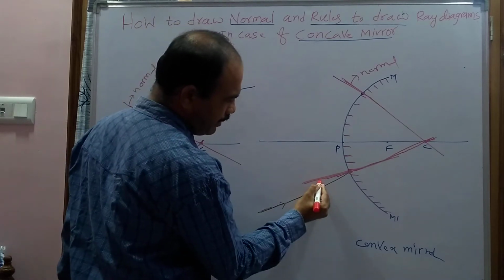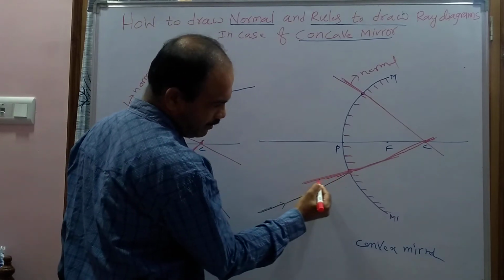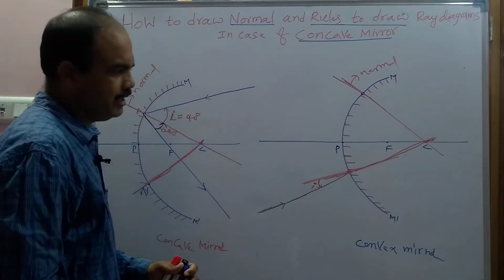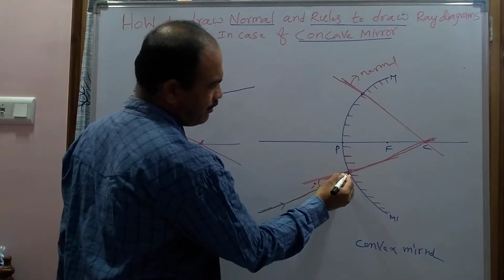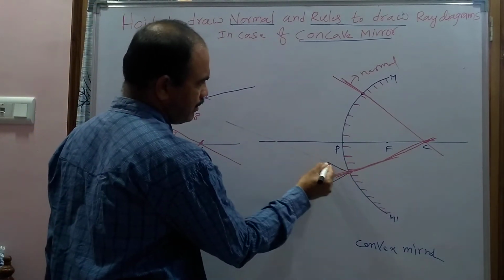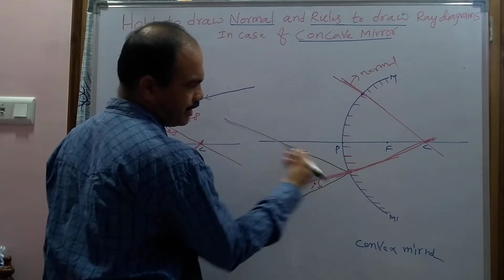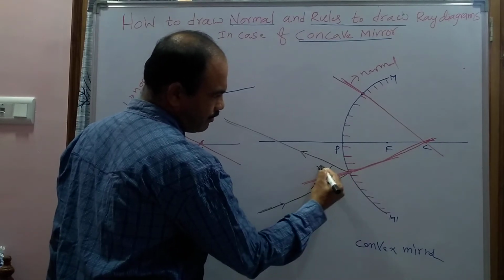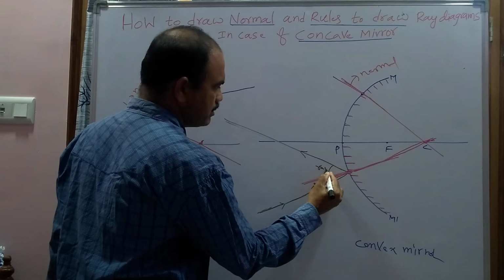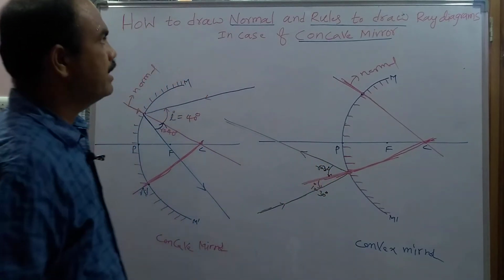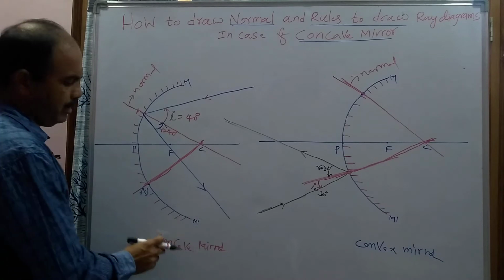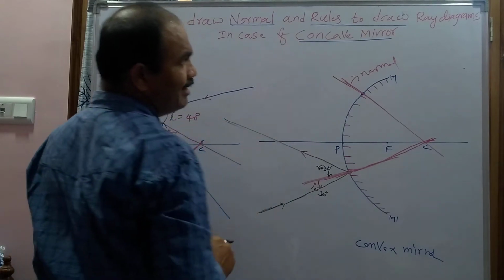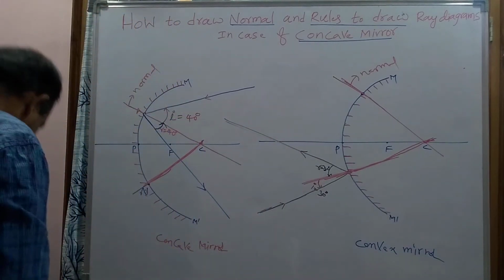Now find the angle between the normal and the incident ray. That will be called the angle of incidence. After that, with the same angle, draw the reflected ray. Now this will be called the reflected ray, and the angle between the normal and the reflected ray is called what? Angle of reflection. If I is equal to 30 degrees, R is also 30 degrees. So this is the importance of the normal and how to draw the normal in case of concave mirror and convex mirror. And next I am moving to the rules to draw ray diagrams in case of convex mirror.